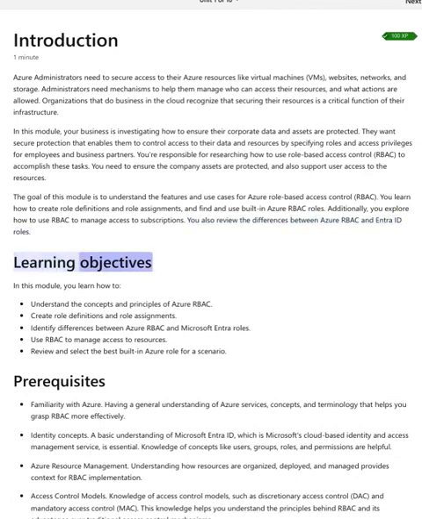Learning objectives. In this module, you learn how to understand the concepts and principles of Azure RBAC, create role definitions and role assignments, identify differences between Azure RBAC and Microsoft Entra roles, use RBAC to manage access to resources, and review and select the best built-in Azure role for a scenario.